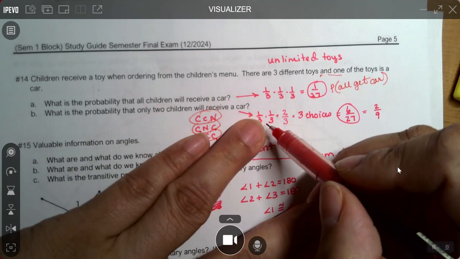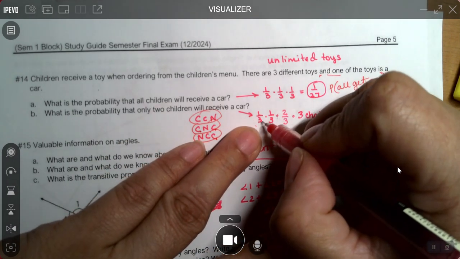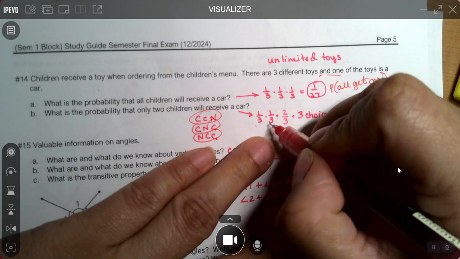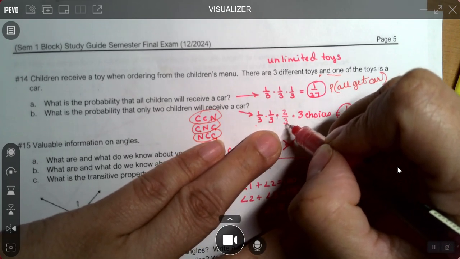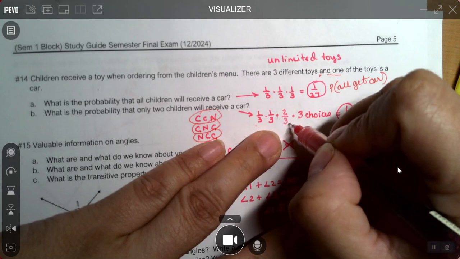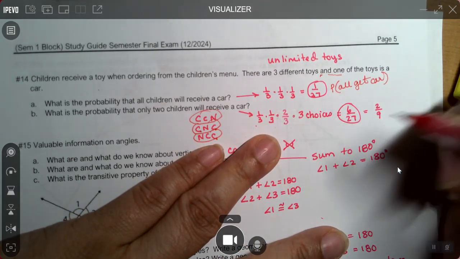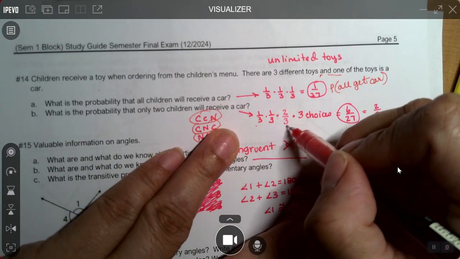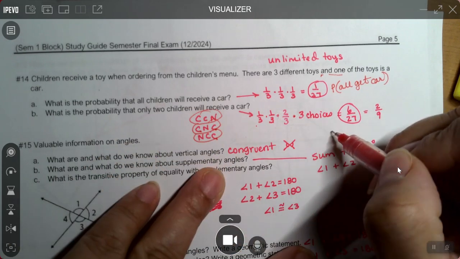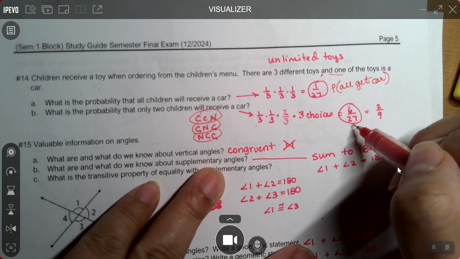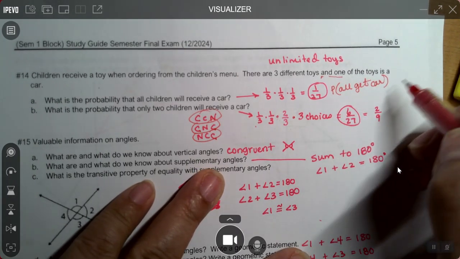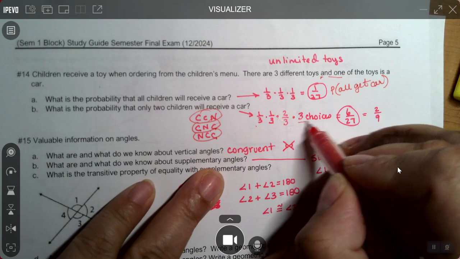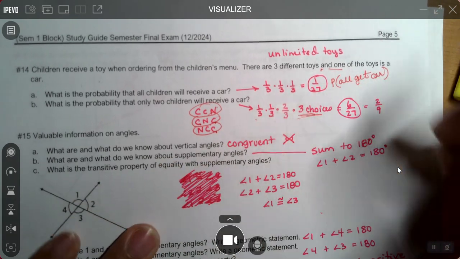So what's the probability that the first child gets the car? 1 over 3. 1 over 3 for the second one, and then if you don't get a car, then it's 2 out of 3. Right? And then we need to do this 3 times because there's 3 outcomes. So you end up with 6 over 27, which reduces to 2 over 9. Okay. And then remember, it's because we have 3 outcomes.